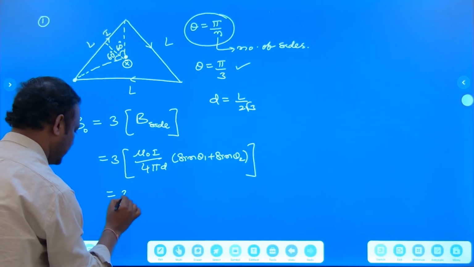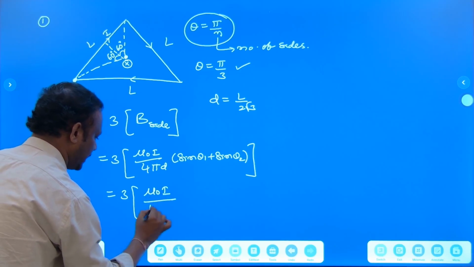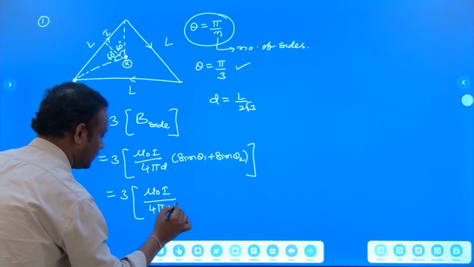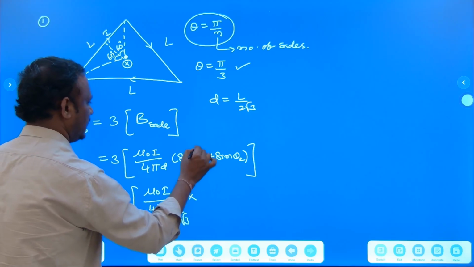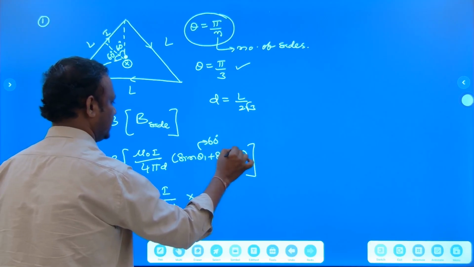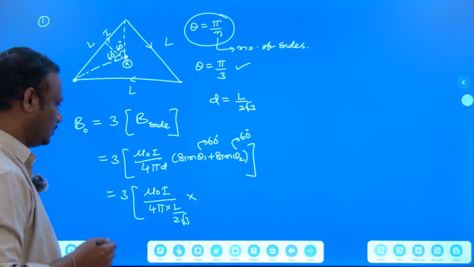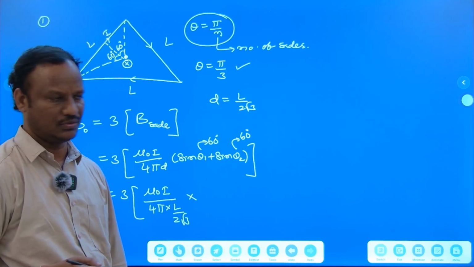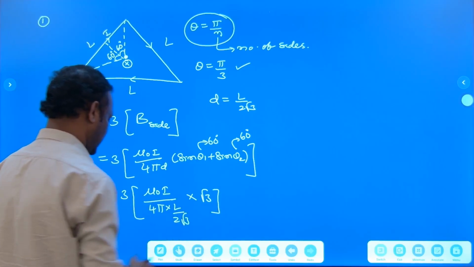So this is 3 times mu naught I by 4 pi into d, which is L by 2 root 3, into sin theta 1 plus sin theta 2. Theta 1 is 60 degrees, theta 2 is also 60 degrees. Sin 60 is root 3 by 2. Root 3 by 2 plus root 3 by 2 is root 3.